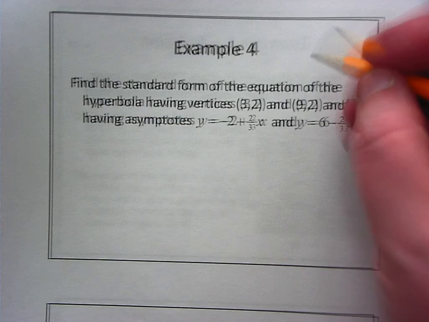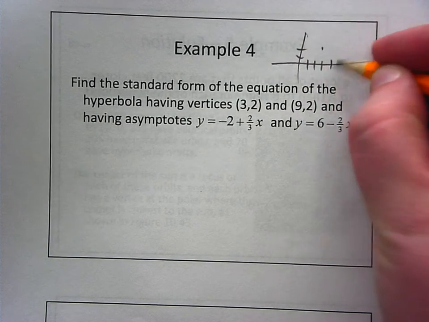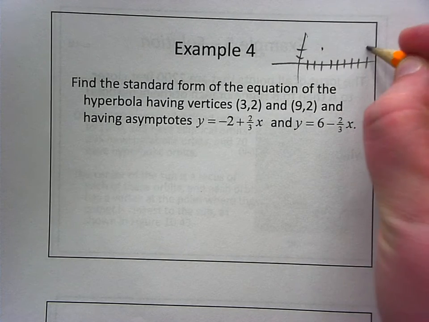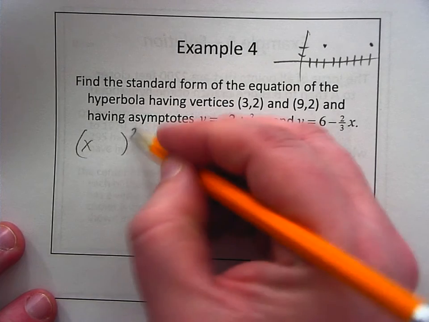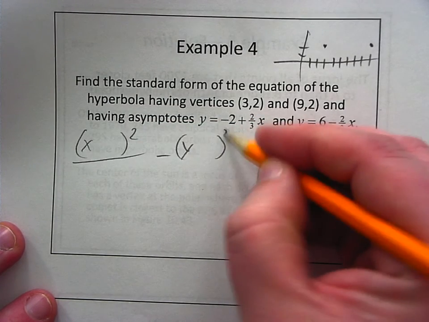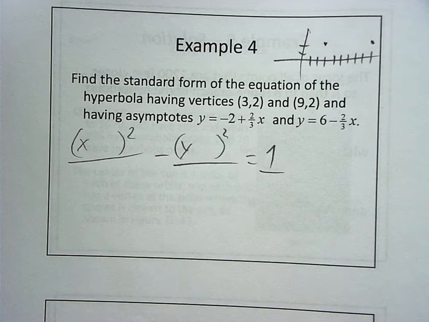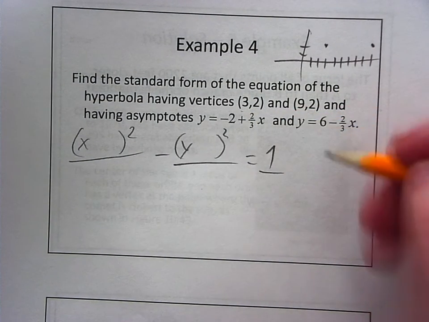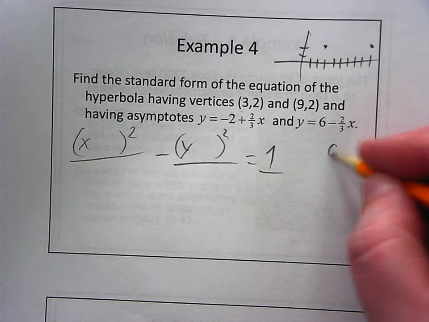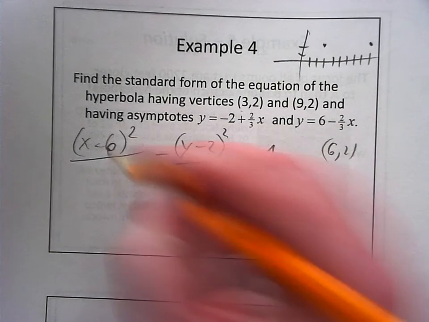First thing, draw them. So 3, 2 and 9, 2. That alone tells me what about this graph? Horizontal. So I'm going to have x squared first, then minus the y squared is equal to 1. What else does it tell me? Center's where? 6. Yeah, halfway between 3 and 9 would be 6, 2. So there's your center. So here, minus 6, minus 2.